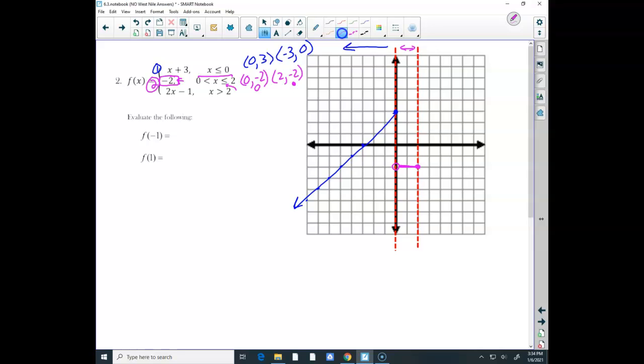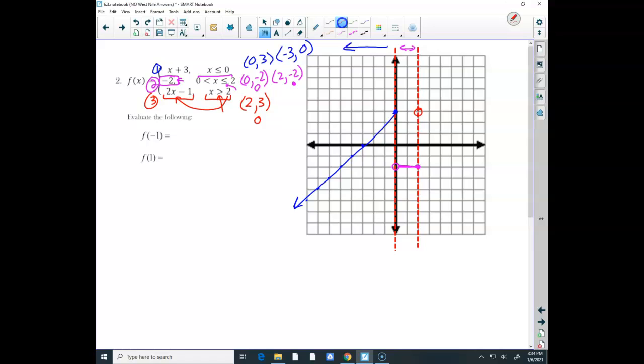Then I'm going to go to the third piece here, 3. Again, this is another line. And the line's going to begin at +2. And when I put +2 into this function, I'm going to get 4 minus 1, or 3. But notice it does not include 2, so that's going to be an open circle at that point 2, 3. So I'm going to go over 2, up 1, 2, 3. That's going to be an open circle there.